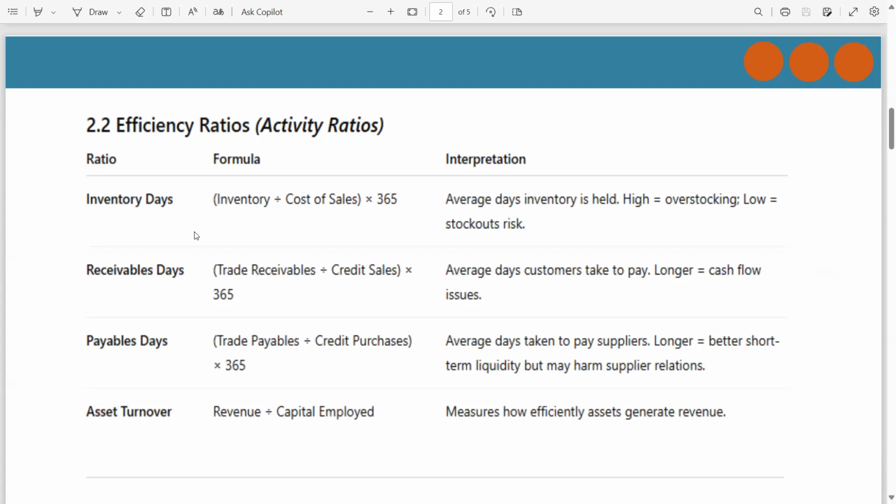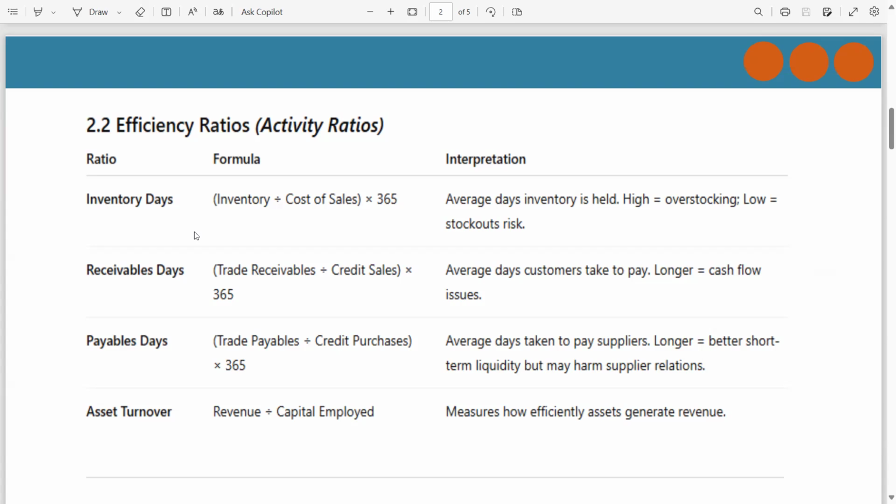Okay, let's see. Trade payable divided by credit purchases. Okay, guys, here you have to divide it by credit purchases. Average days taken to pay suppliers. Longer is better for short-term liquidity but may harm supplier relations. Yes, this is possible, and there is a possibility that your supplier may... Asset turnover: revenue divided by capital employed, measures how efficiently assets generate revenue.